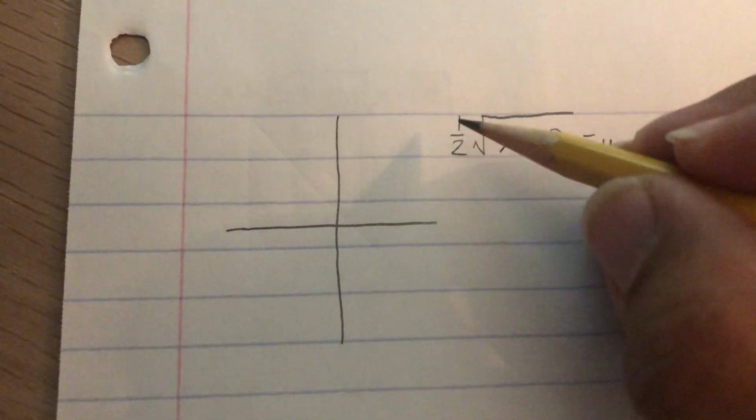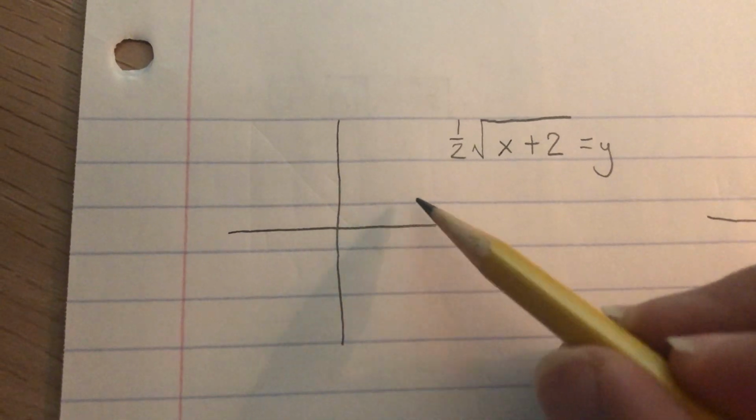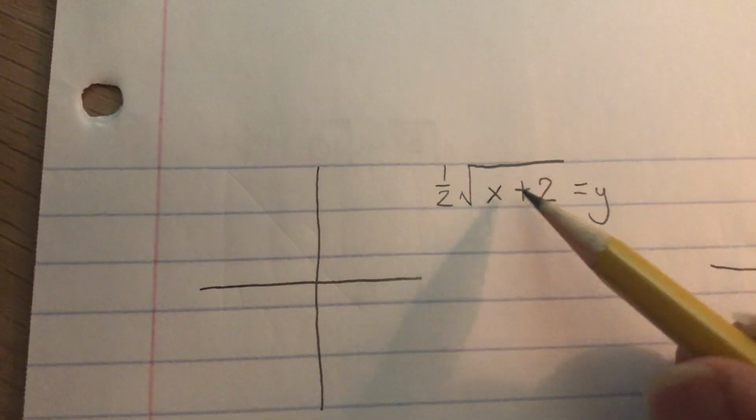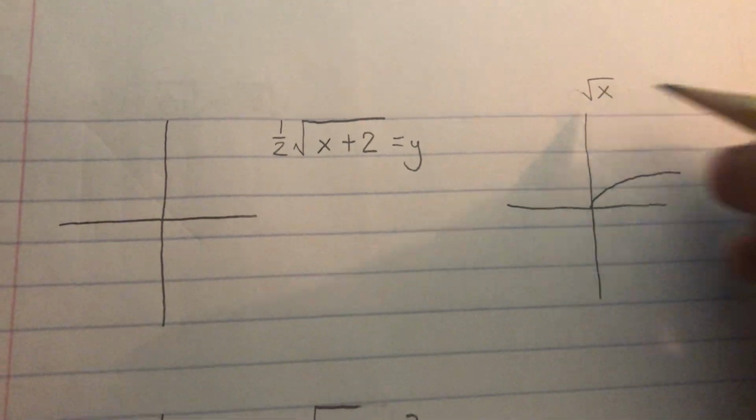So first the half. The half is going to lower the speed. So it's going to go up much slower. It's not going to go as fast as this one. So it's going to go slower. So that's one change.